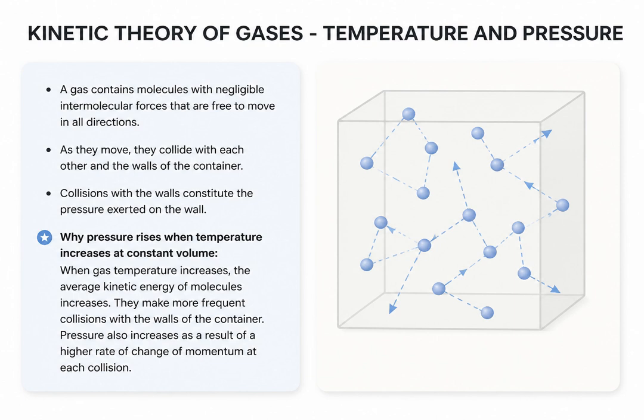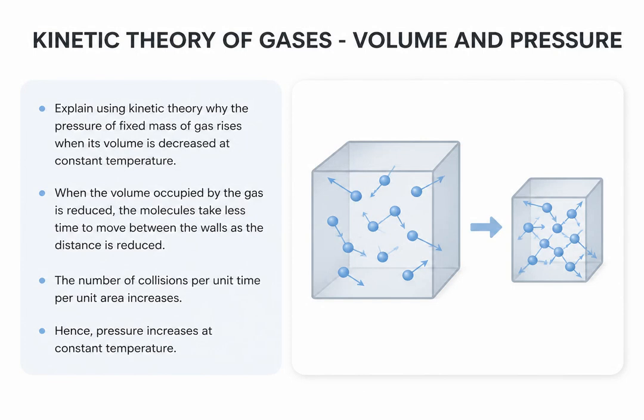Because they are moving faster, they hit the walls more frequently. Additionally, each collision involves a higher rate of change of momentum. Both of these factors combine to result in a greater overall pressure. Now, what happens if we keep the temperature constant but decrease the volume?